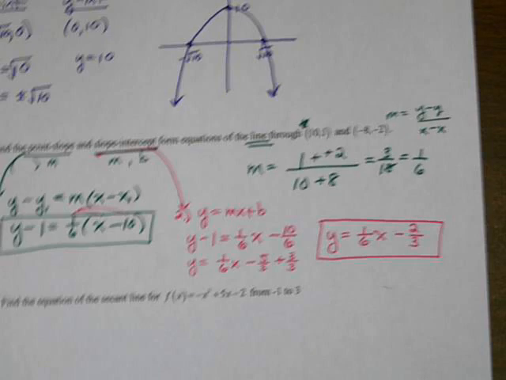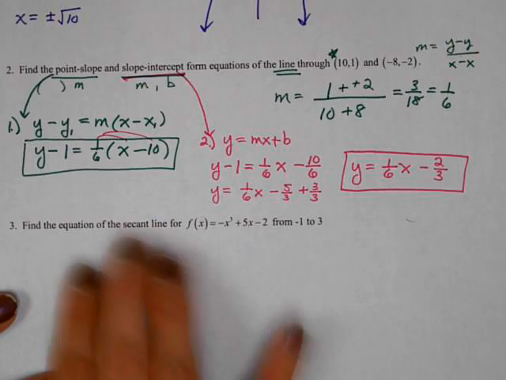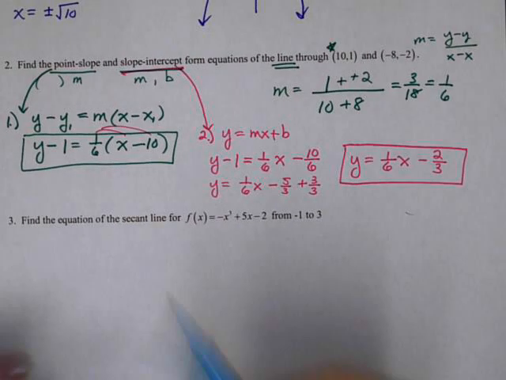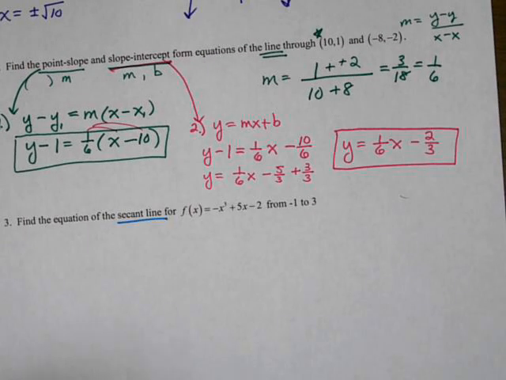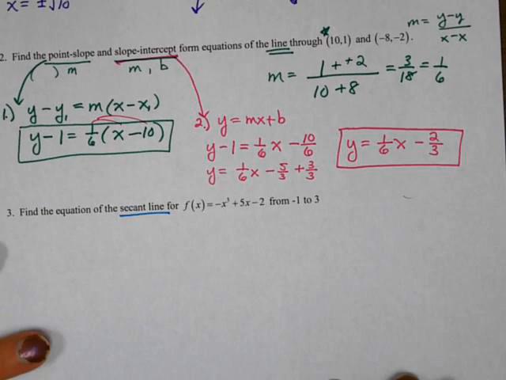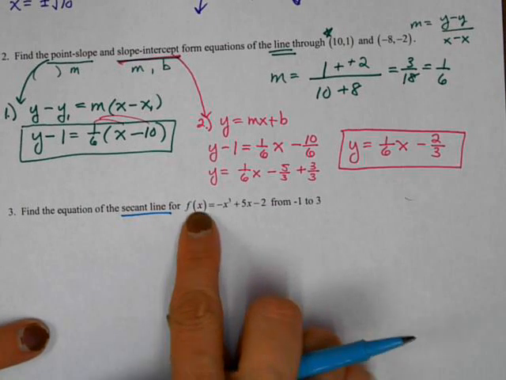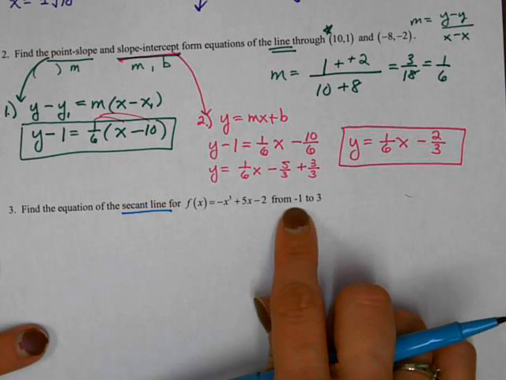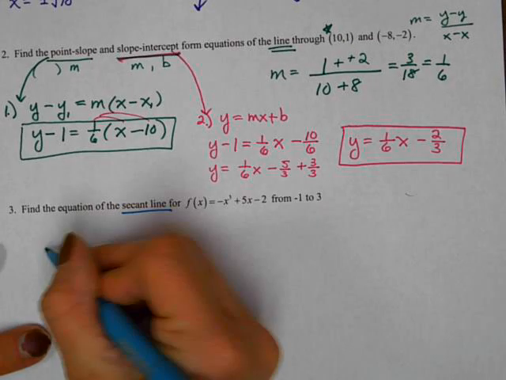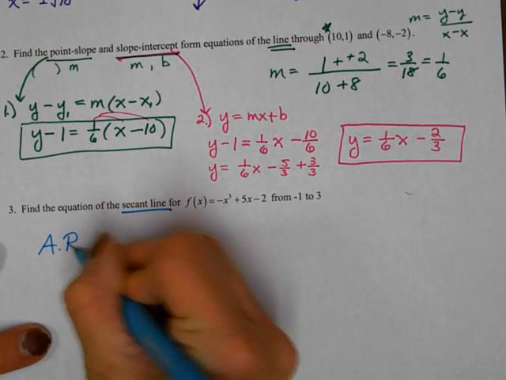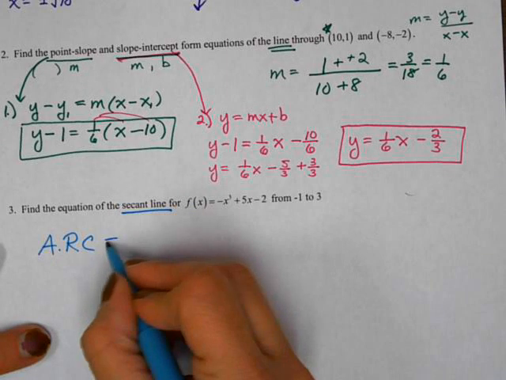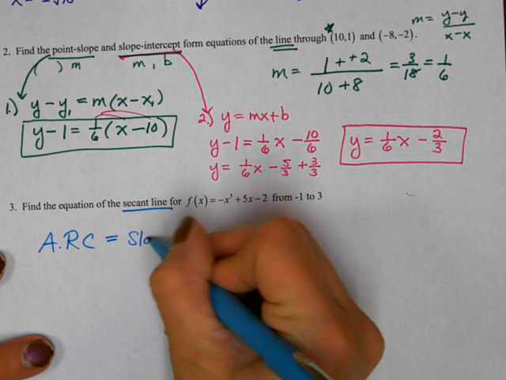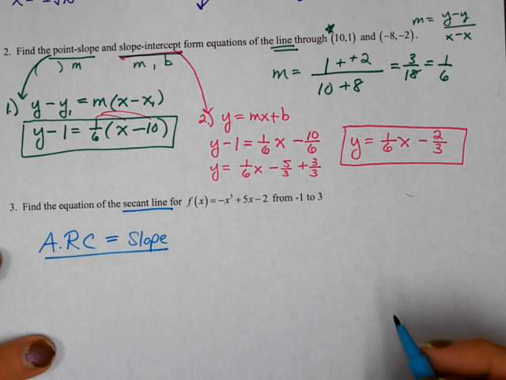The last thing that we did in that chapter had to deal with secant lines. A secant is a line that intersects the graph in two places. So here's my function. This is a cubic, and I want to know what the secant line is from -1 to 3. So the first thing that we're going to do is find the average rate of change. And when I say average rate of change, that's a fancy way of saying slope. So first we have to calculate the slope.